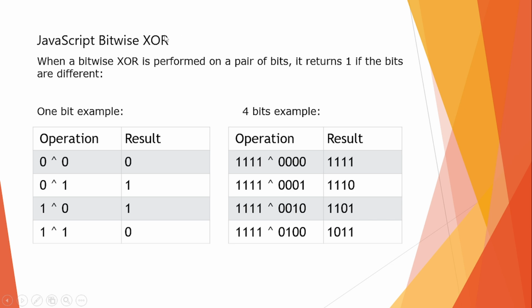JavaScript bitwise XOR. When a bitwise XOR is performed on a pair of bits, it returns 1 if the bits are different. Here 0 0 means same bits, so it returns 0, and 0 1 means the bits are different, so it returns 1. The same in this case also, and in this case both are the same, so it will return 0.